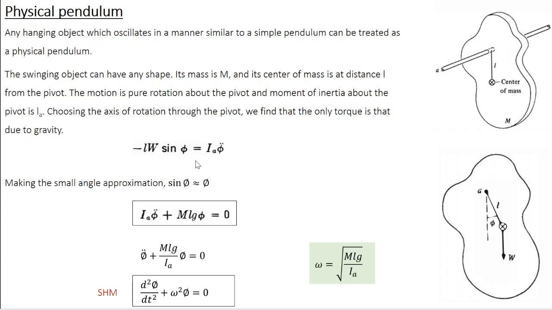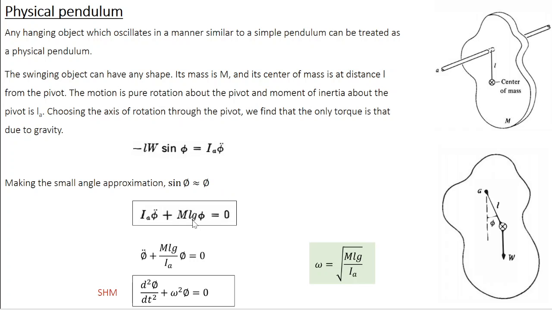Now I can simplify this. If I assume that the angle of oscillation is very small, then I can approximate sine phi to phi. So the equation of motion becomes Ia phi double dot plus LW phi equal to 0.